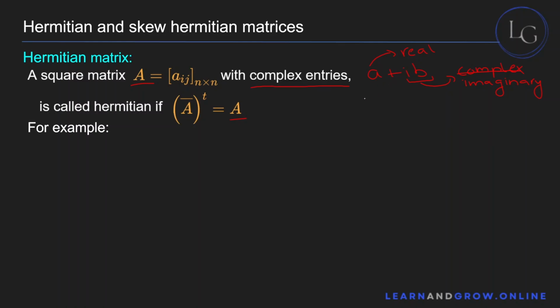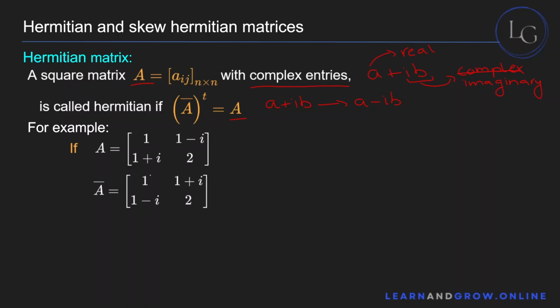Basically, the conjugate of A plus IB will be equal to A minus IB. So let's just see this matrix A here. Now it has two real numbers over here in the principal diagonal, and it has two complex entries. So basically, in the conjugate of A, the real entries will remain real entries, will not change, but the complex entries will take their conjugate. So basically, 1 minus I becomes 1 plus I, and 1 plus I becomes 1 minus I. So if you take the transpose of A conjugate, again, it will give you A. So this is a Hermitian matrix.